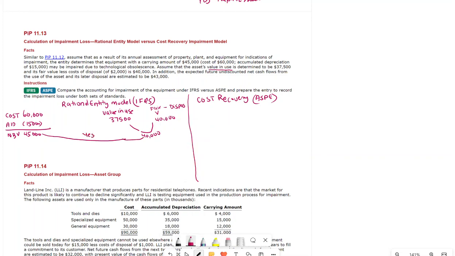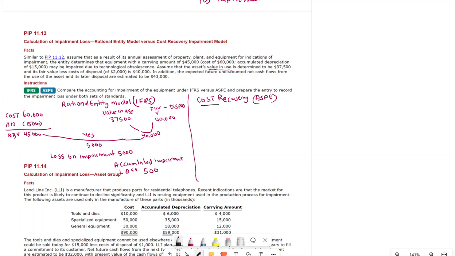If it says you have to do an entry, in this case you will take the difference, and that will be your entry for $5,000. The account is loss on impairment, cumulative impairment loss, and that will be for the $5,000. So if the company is filing IFRS, that's what they do.